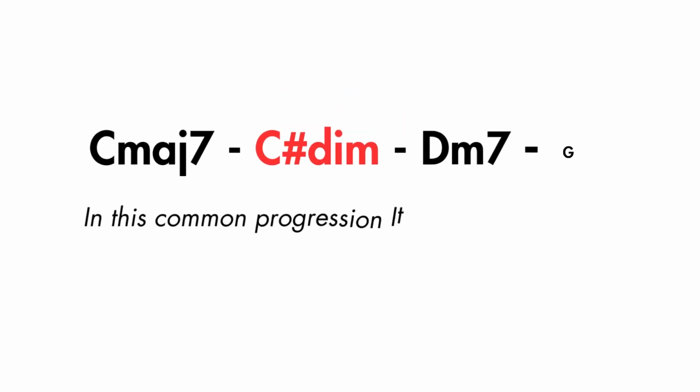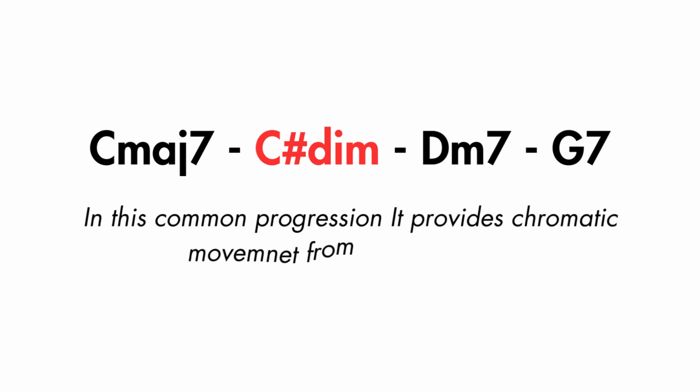In this common progression, it provides a chromatic movement from the C to the D. We got C major 7, C sharp diminished, D minor 7, and then G. This is also a very popular chord progression.